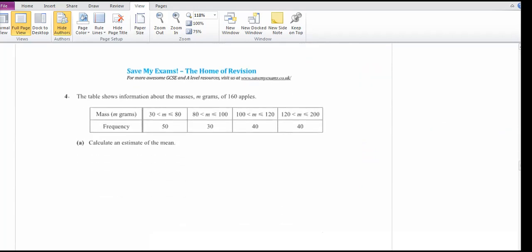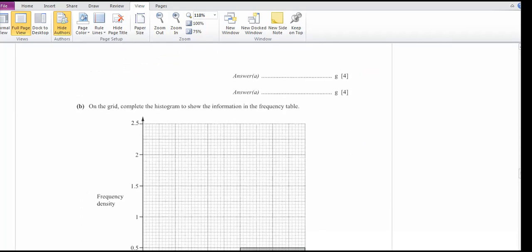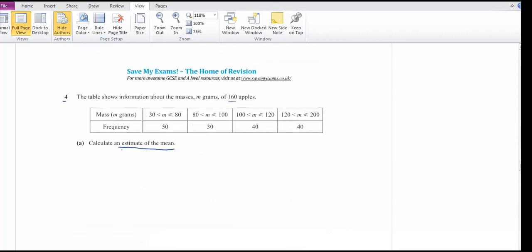Now next, look at question number 4. The table shows the information about the masses m grams of 160 people. Calculate an estimate of the mean. Now mean we already did, we will not do it here. But part B is saying: on the grid, complete the histogram to show the information in the frequency table. We have to make the histogram. For a histogram, what two things do we need? We need class width. I will write the class width for each class here. And also I will write the frequency density for each class here.